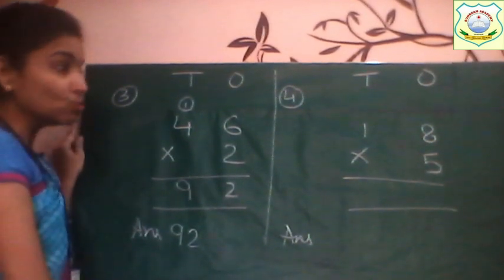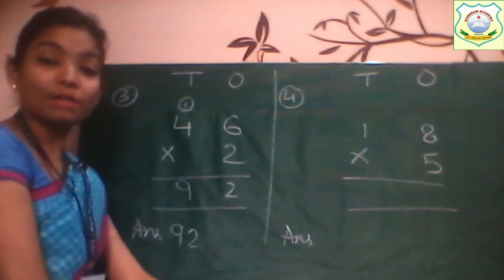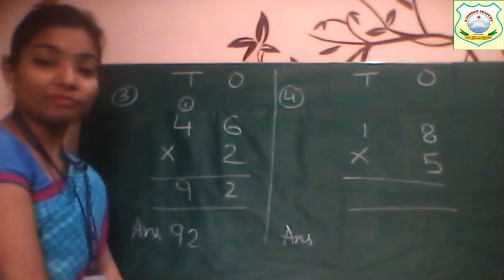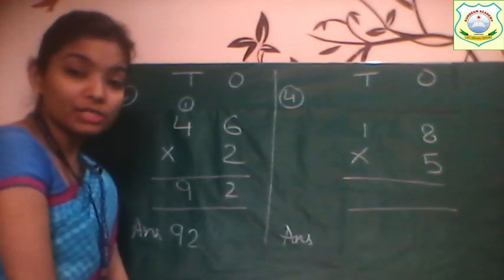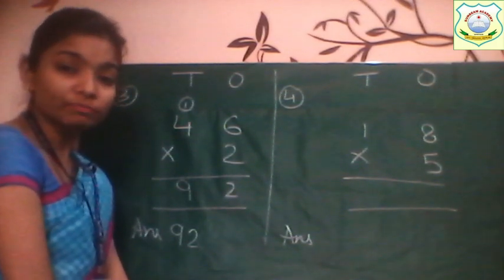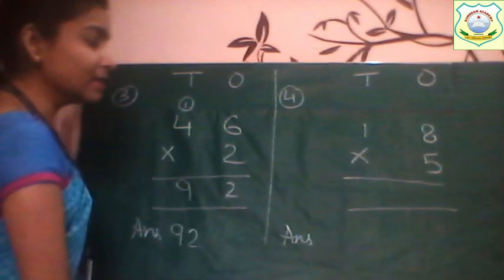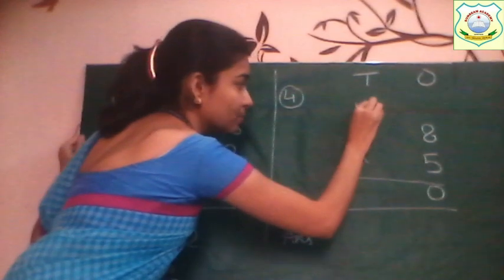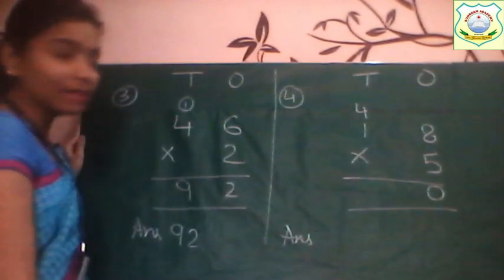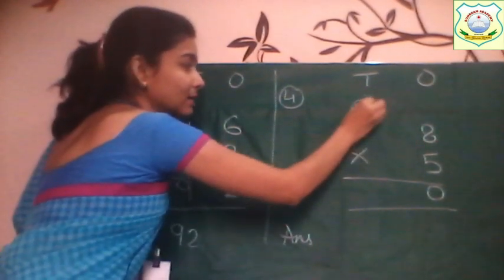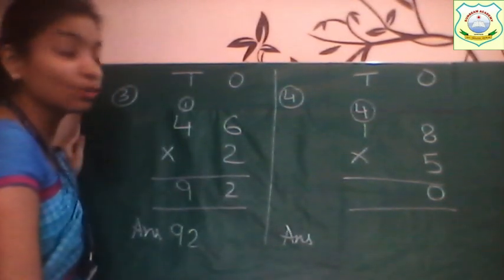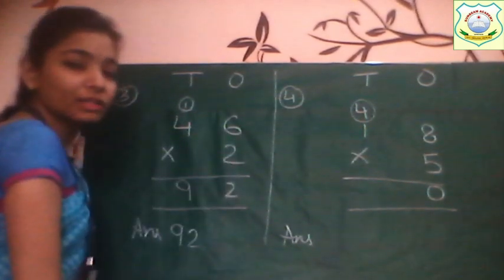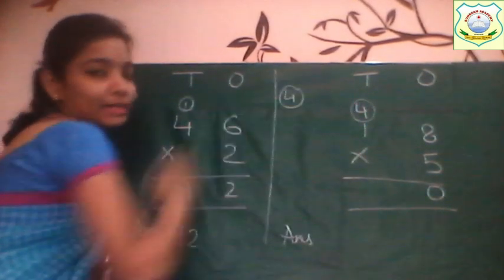Now let's do the next question, that is question number 4. Here we have 8 multiplied by 5. You know what is 8 multiplied by 5? 8 5s are how much? 40, right? 8 5s are 40. So you will write 0 over here and 4 will be the carry, right? And you will write the carry in a circle so that you don't get confused. So that you don't mistakenly multiply by 4, which would be a problem. So just circle it out.